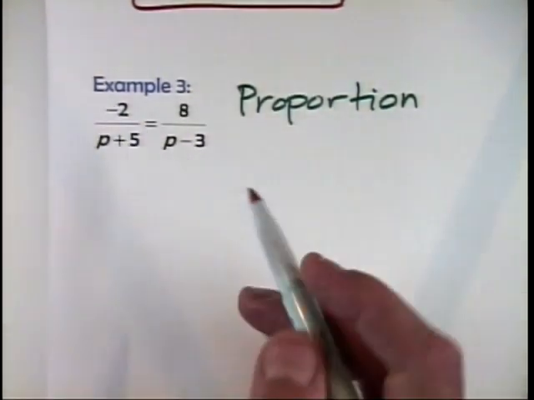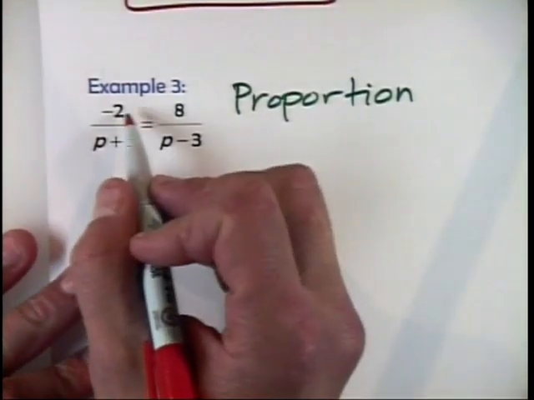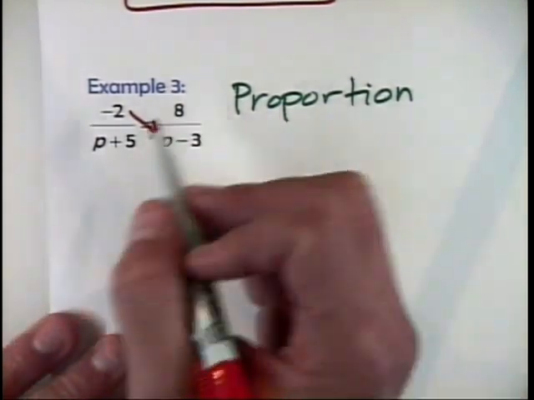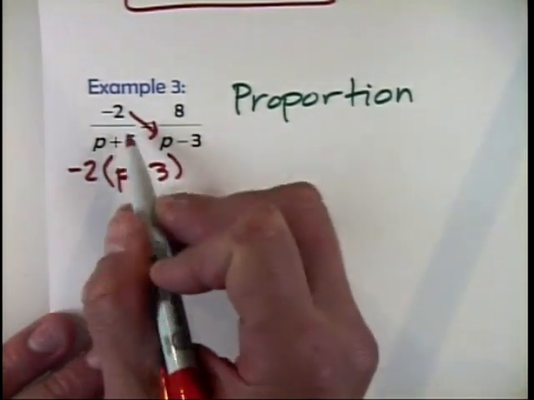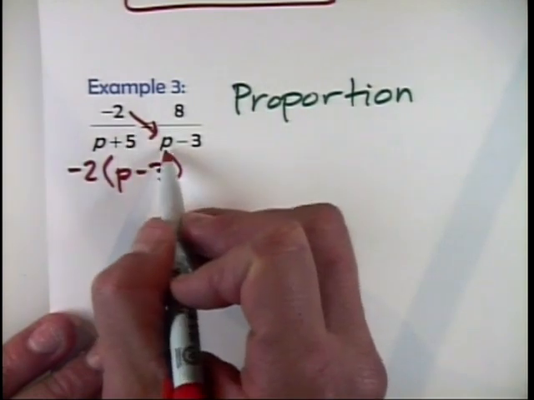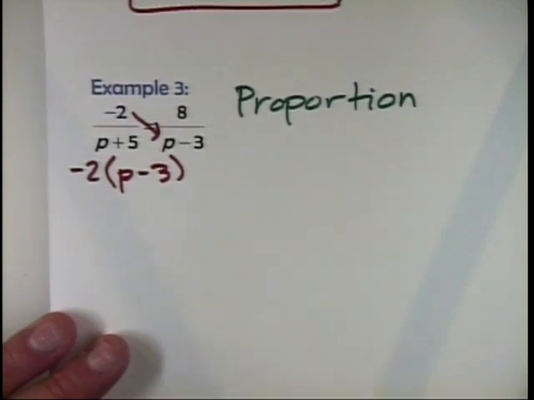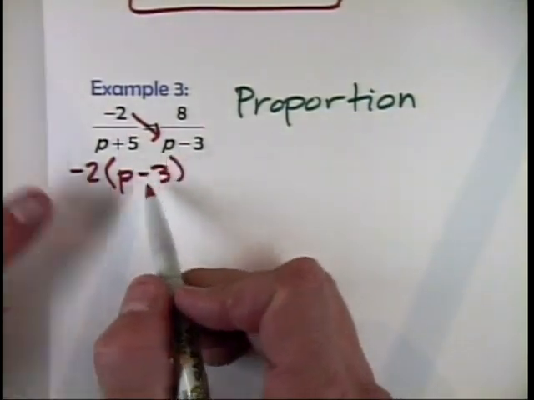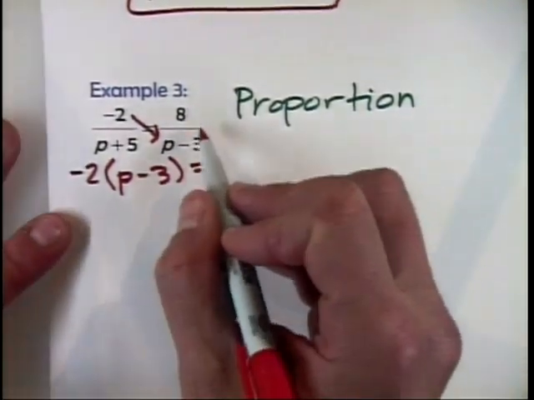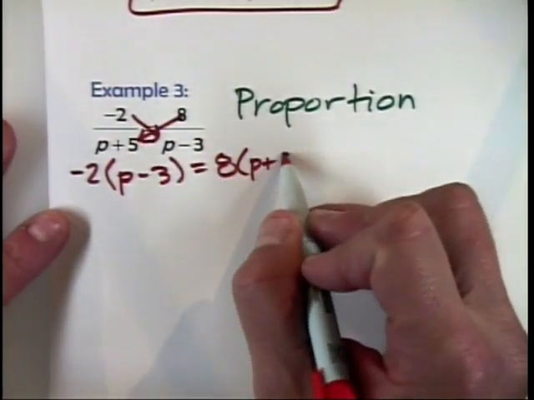And it doesn't matter which way you cross multiply as long as you multiply across the diagonal. I prefer to start in the top left. So if I multiply, I'm going to get negative 2 times the quantity p minus 3. Now notice I'm not trying to multiply the negative 2 times both of those. In other words, I'm not distributing in my head. The more you try to do in your head, the more likely you're going to make a careless mistake. So go ahead and just write it down. Negative 2 times the quantity p minus 3 equals 8 times its cross product, p plus 5.